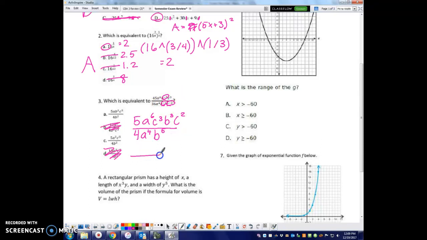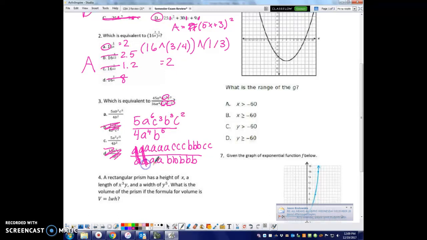Now we just write out what we have. So we have 6 a's, 3 b's, and 2 c's. And on bottom we have 4 a's and 5 b's. Play the matching game. So those cross out, these cross out, these cross out, these cross out. And now we have 1 b here and here, 1 and 1, 1 and 1.